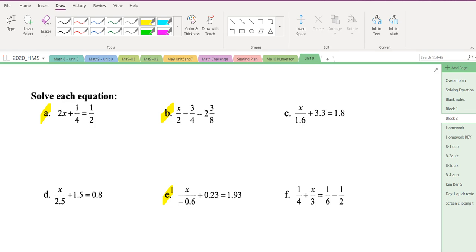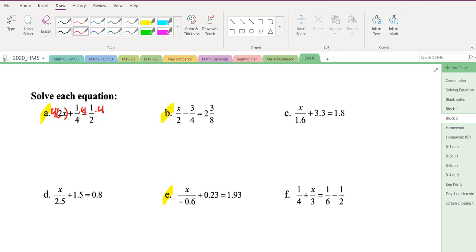Okay? So the first step, if you see a fraction, is we get rid of the fraction by figuring out what the common denominator is. So we have 4 and 2 for question A. What would be the common denominator for 4 and 2? 4, right? Yeah, so we multiply everything by 4. So multiply the first term by 4, the second term by 4, the third term by 4. Okay? Right? Then we do our simplifying.